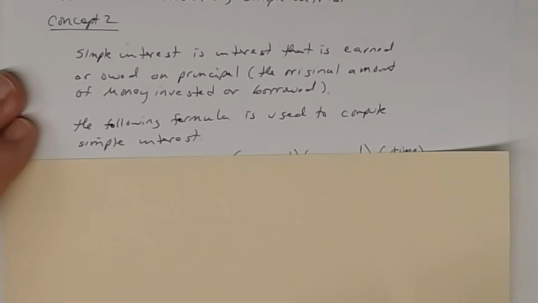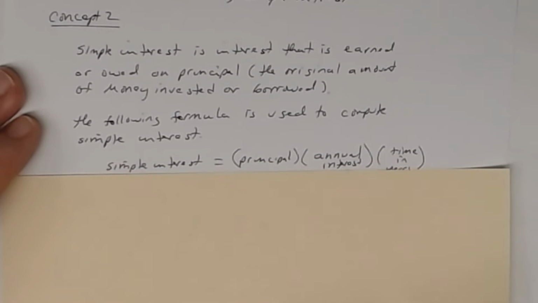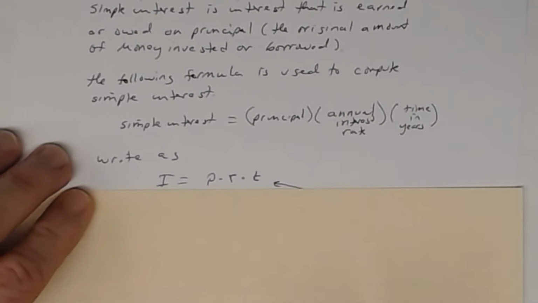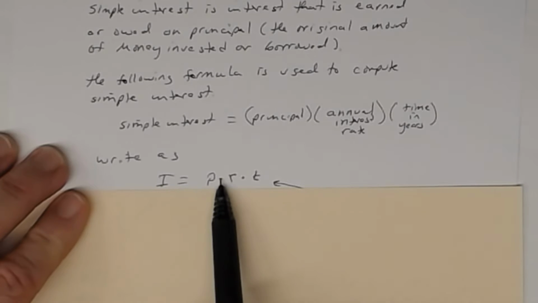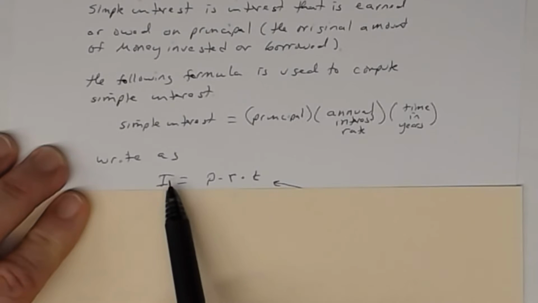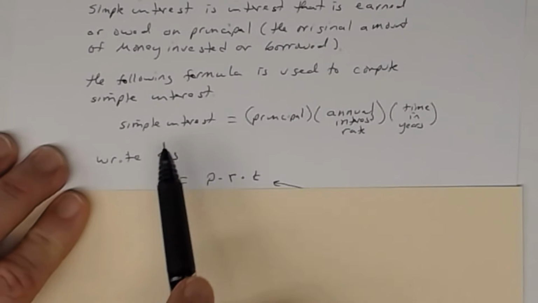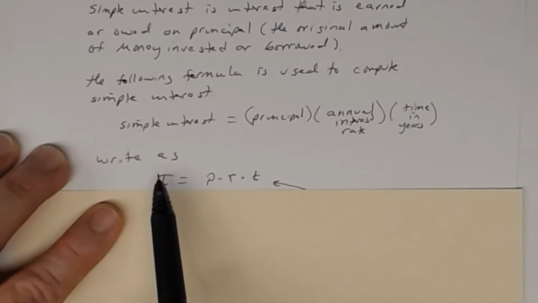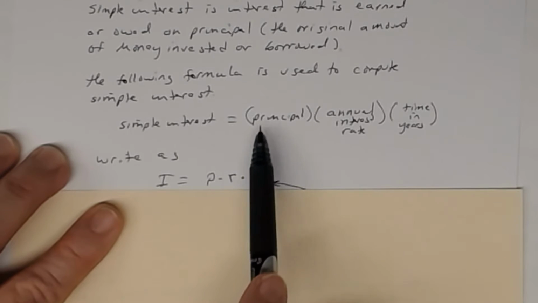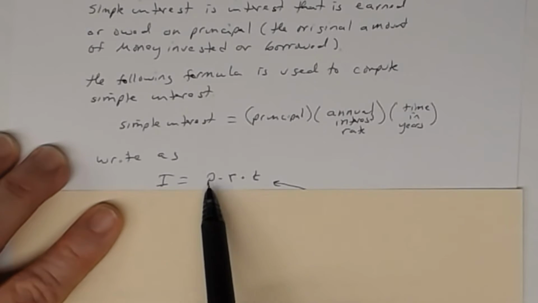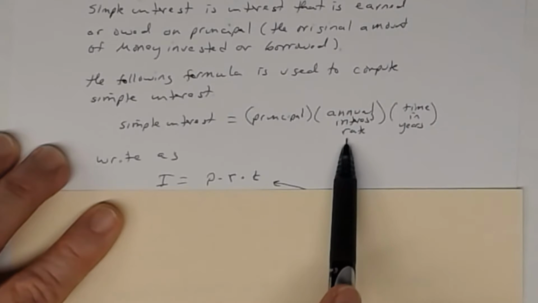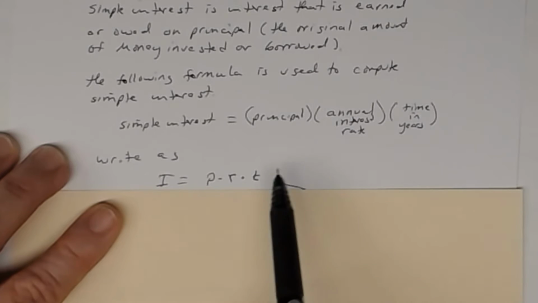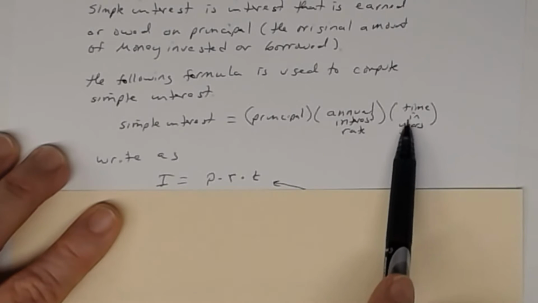The following formula is used to compute simple interest. You may remember that phrase: interest equals principal times rate times time. So that's the simple interest formula. Simple interest, which we'll define as I for interest, is going to be principal, labeled as the capital P, times the annual interest rate, which will be lowercase r, and the time, which needs to always be in years.